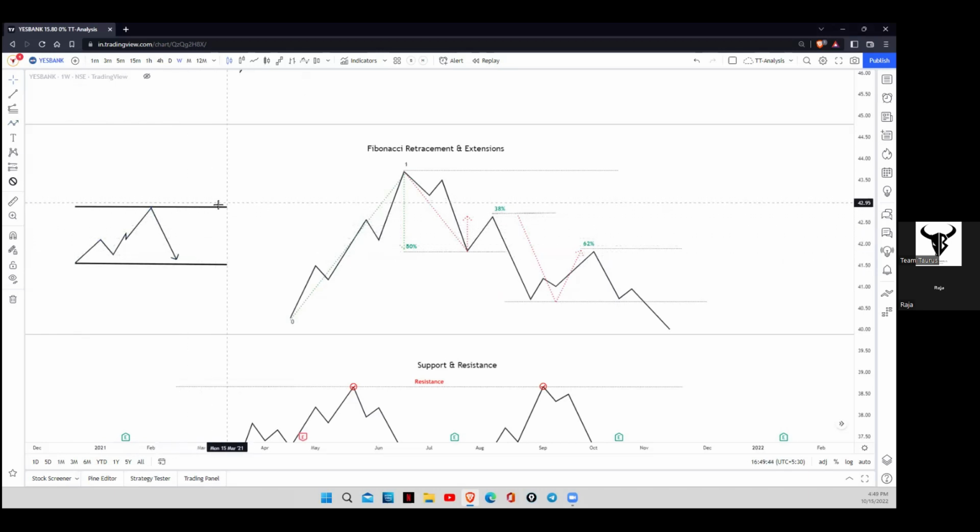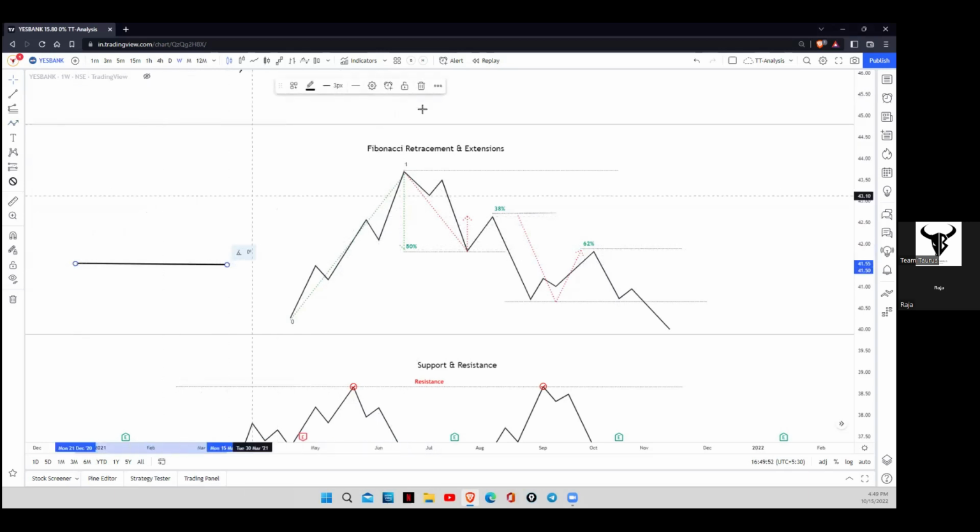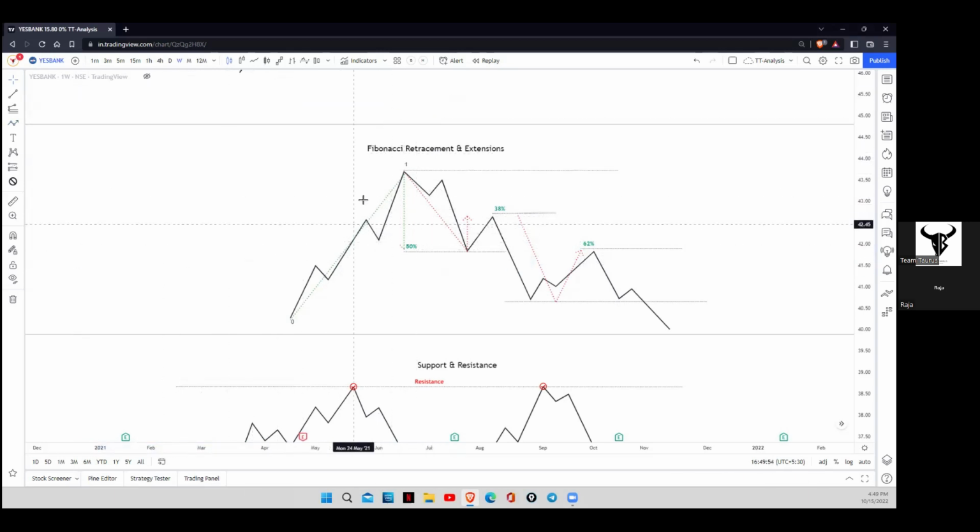You understand now? These are the areas that you can consider taking an entry. So now these are the Fibonacci ratios. These dotted lines are how you need to plot your Fibonacci retracements and extensions.